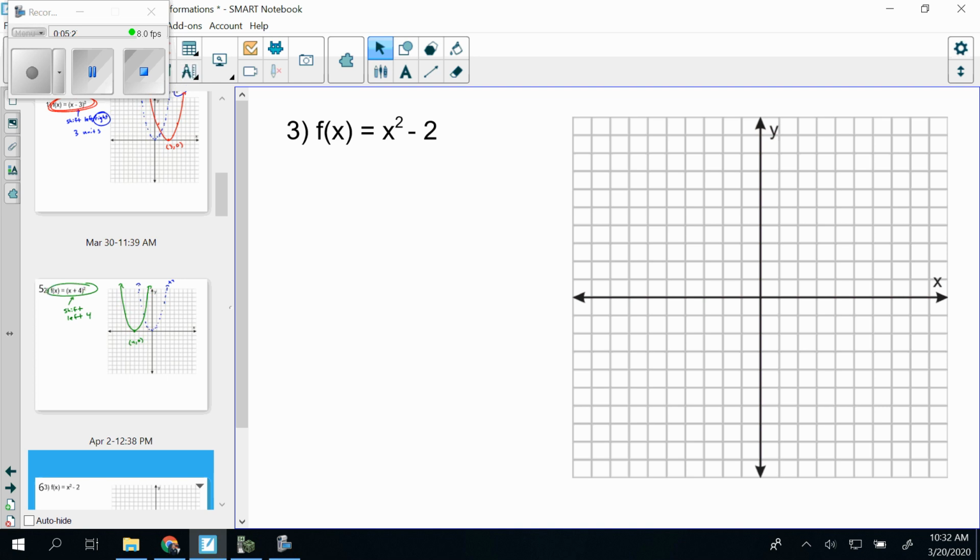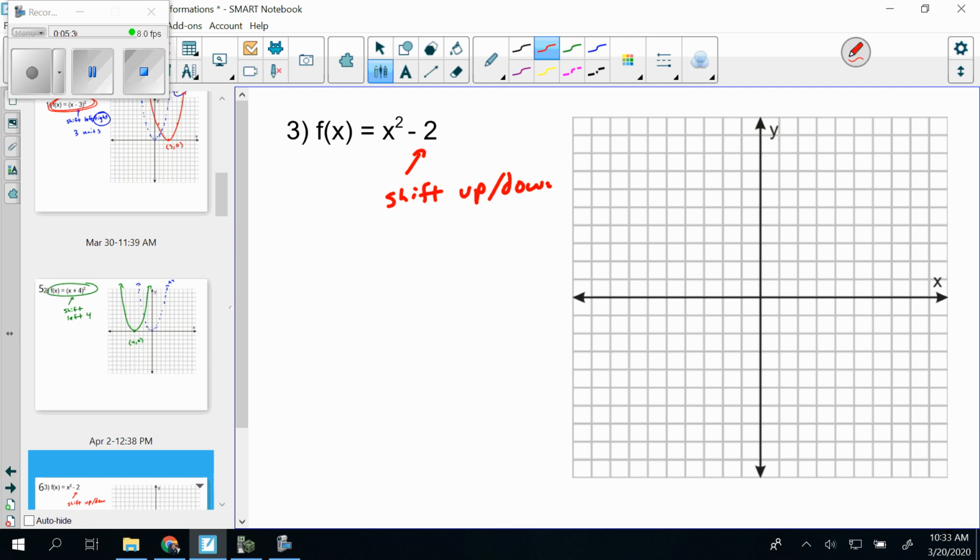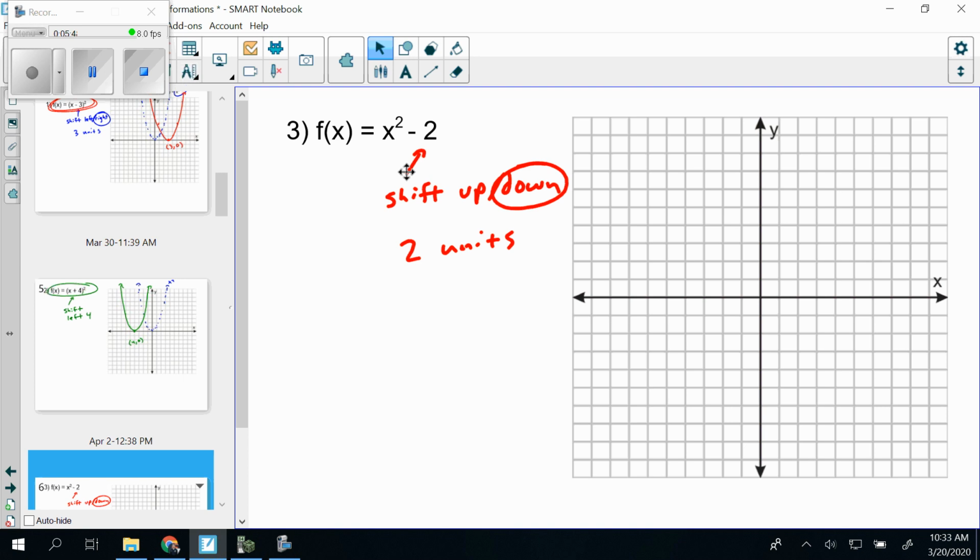Remember, outside the function, this is going to shift up or down. And this holds true to what you'd normally think about plus and minus. So negative, because it's minus 2, this one's going to shift it down 2 units. So we're going to take our parent function again, our regular x squared graph, and we're going to shift it down to look like this.